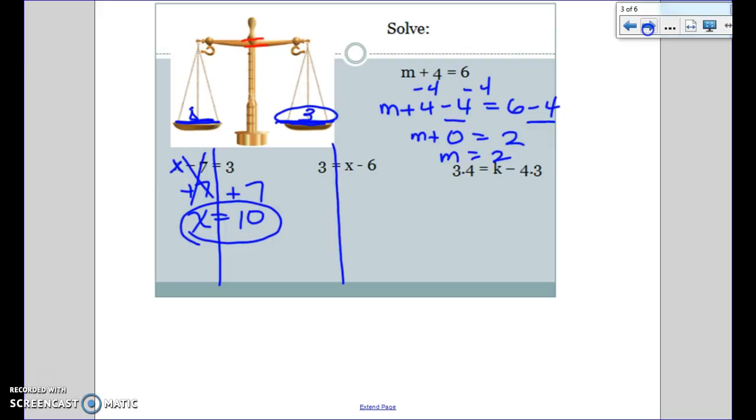So this problem is a little trickier. The variable is actually on the right-hand side instead of the left-hand side. Although it doesn't matter, as long as the variable is isolated with only the variable on one side of the equation, then I've solved it. So again, in this case, it looks like I have an x minus 6, and the inverse of subtraction is addition. So I will add 6 to both sides.